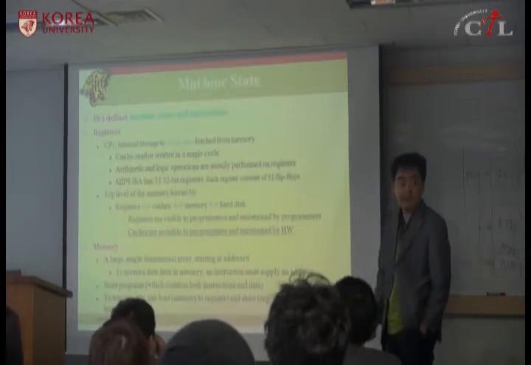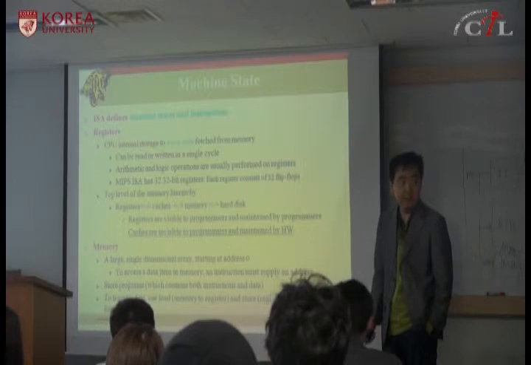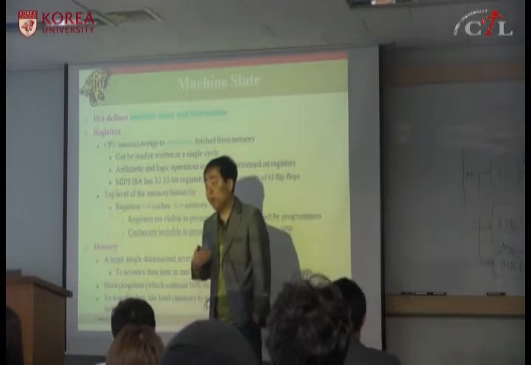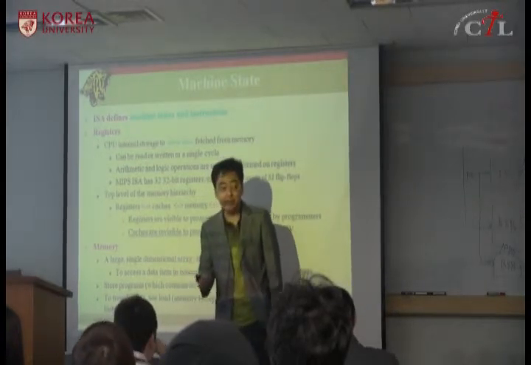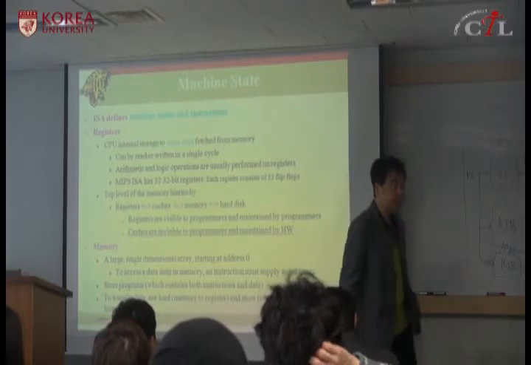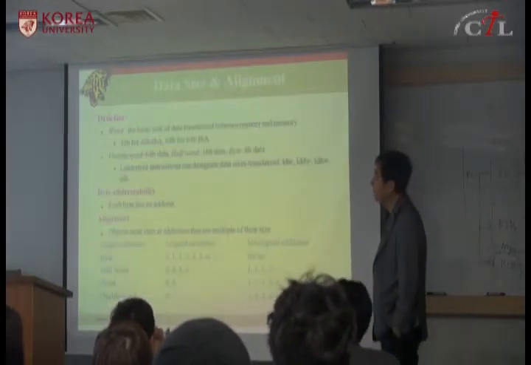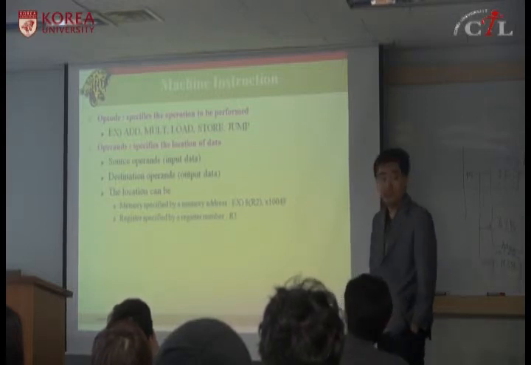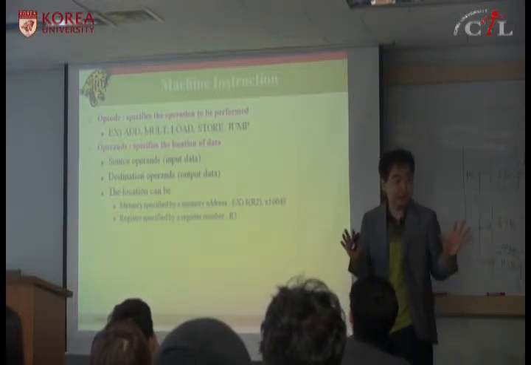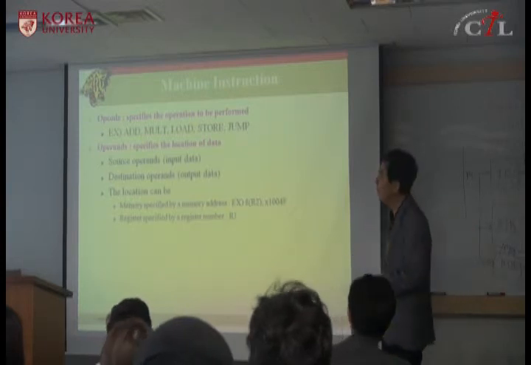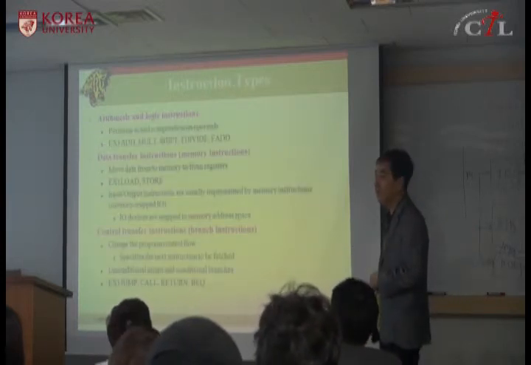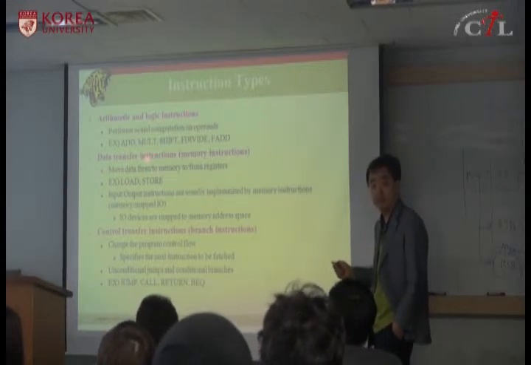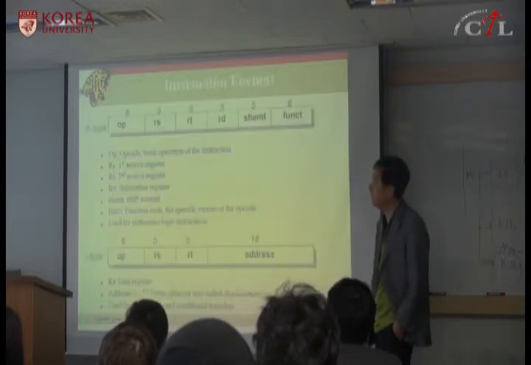So what are the machine states? Registers and memory. So the computer or processor, as a result of executing an instruction, updates the machine state. You change either a register or memory. Okay? So we have reviewed machine instructions, which I assume you are now somewhat familiar with. Okay? And instructions can be classified into arithmetic, data transfer, and control transfer, which is a branch.